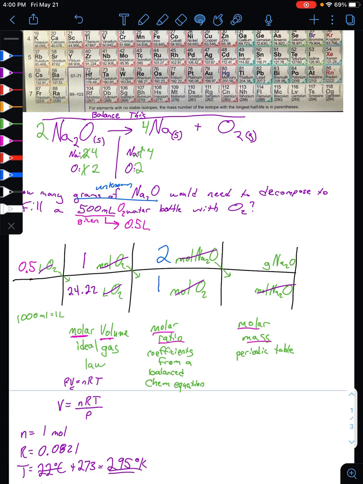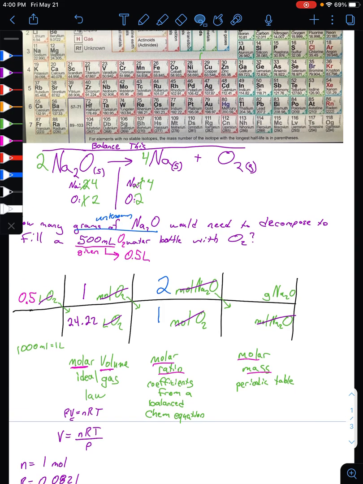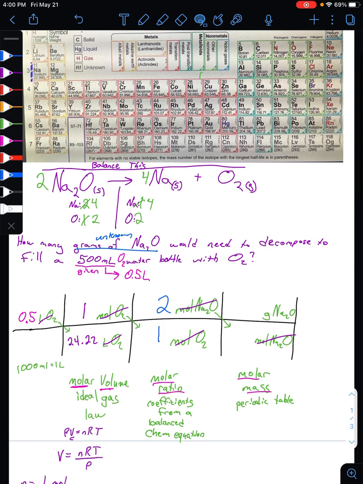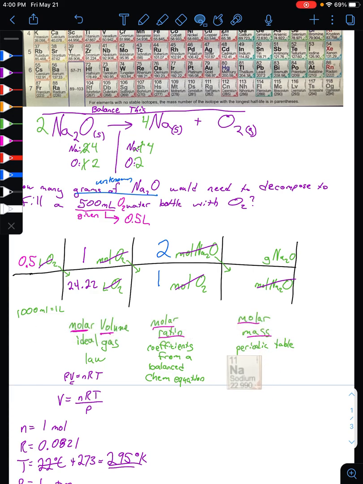Last step in a problem like this, where you have a given amount of a volume and an unknown amount of a mass, is to calculate the molar mass using a periodic table. For this, I'm going to pull the little squares down because I can. I need sodium and oxygen. So I've got sodium. And I need oxygen.